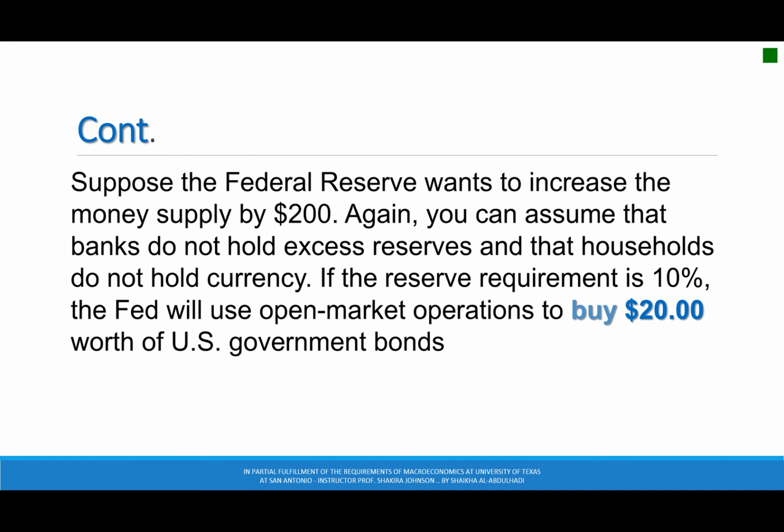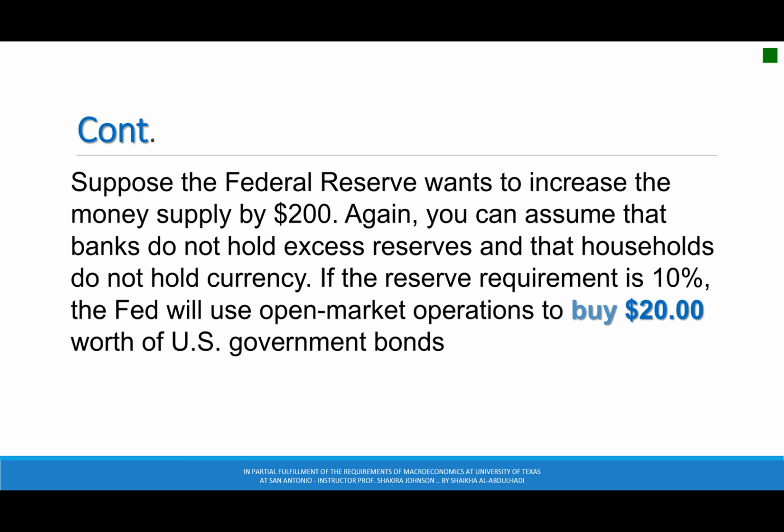To increase the money supply, the Fed must buy government bonds. In order to pay for the bonds, the Fed creates money. Its purchase of the bonds puts the new money in the hands of the public. Assuming the households do not hold cash, the new money will be placed in demand deposits with banks.